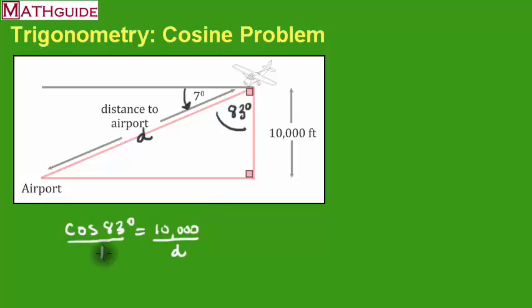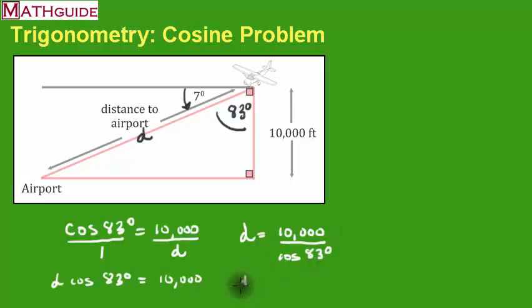So I'm going to multiply these together to get 10,000. 10,000 times 1 is 10,000. And then I multiply D times the cosine of 83. So it's just D times the cosine of 83. Now to solve for D, I actually do have to divide both sides by the cosine of 83. So what is the distance? D is going to be equal to that 10,000 on the right side divided by the cosine of 83. So just doing a little bit of algebra there.